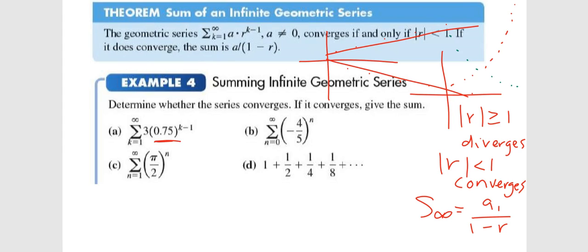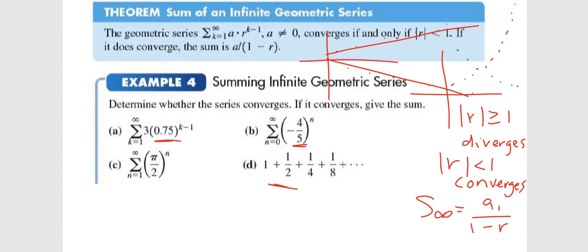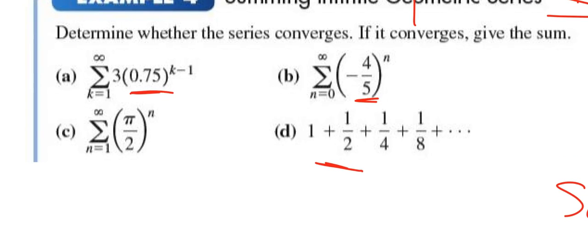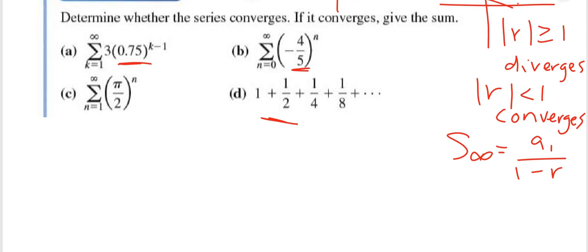Well, this is definitely a converger, and so is this one, because the multipliers are 1/2, or the absolute value of the multipliers are less than 1. Same thing here, we got a multiplier of 1/2. Pi over 2 is not. 3.14 divided by 2 is 1.57. So this is definitely going to be a diverger. Converge, converge, converge. And we can use the formula on each one of these.